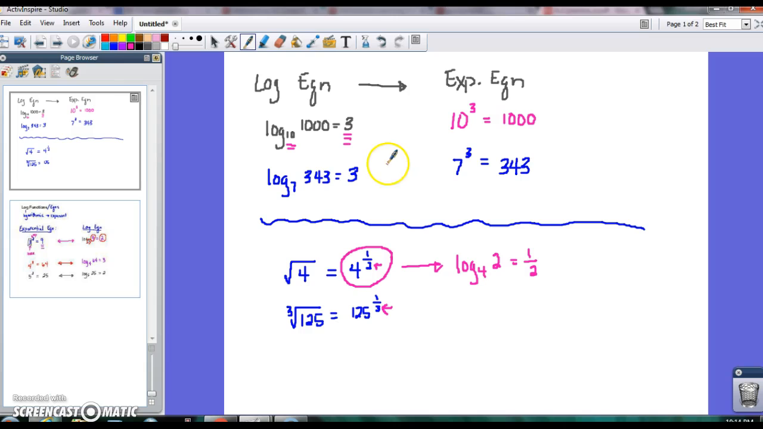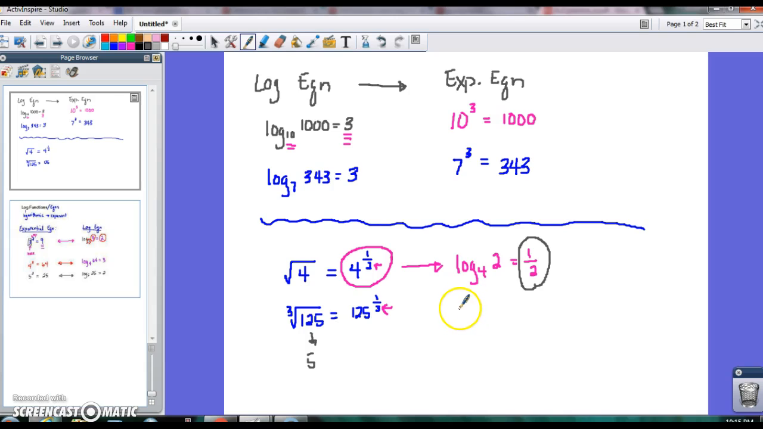So if you see a fraction over here as your exponent, all that means is that now you are taking some sort of root as opposed to raising it to some power. Okay, that's all that means. Let's look at this one. The cube root of 125 is actually equal to 5, but let's write it in log form.